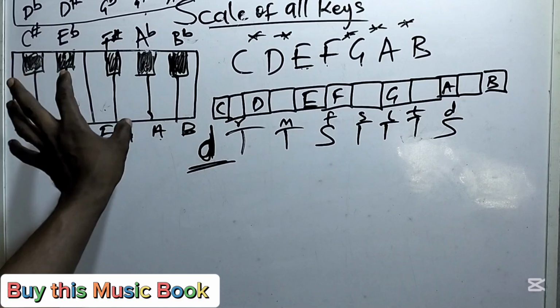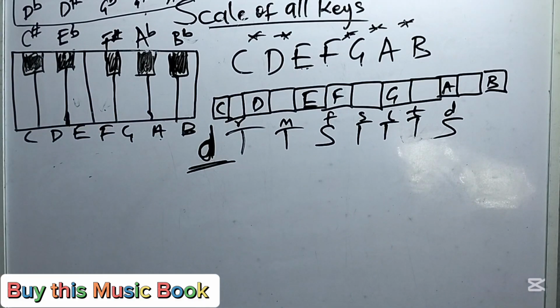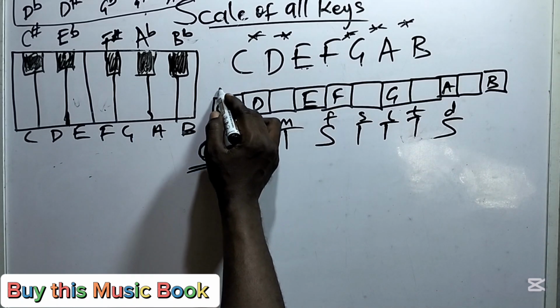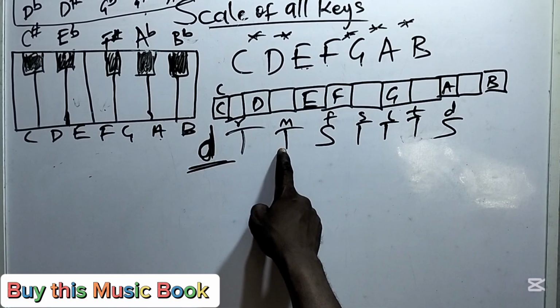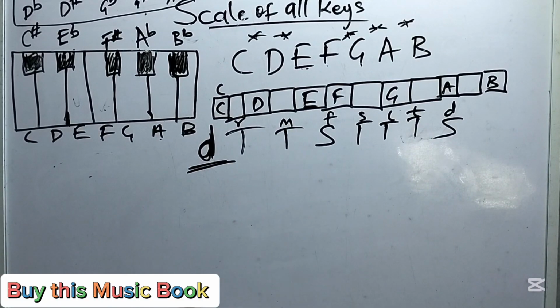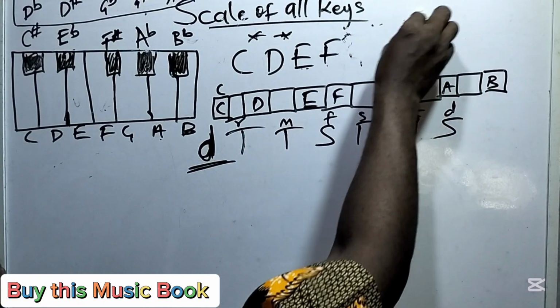Then I will randomly choose a key and show you how it works. Better still. Okay, let's pick key C. If this is C, for you to get a tone on key C, do you understand? Let me clean this place so that you understand it very well.